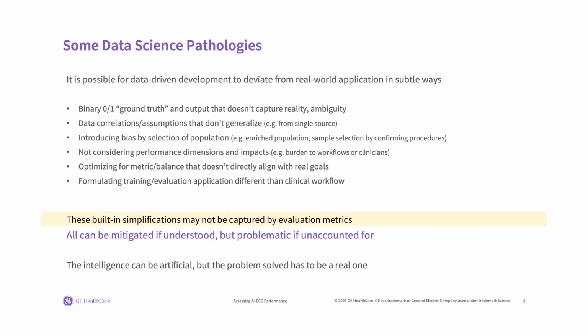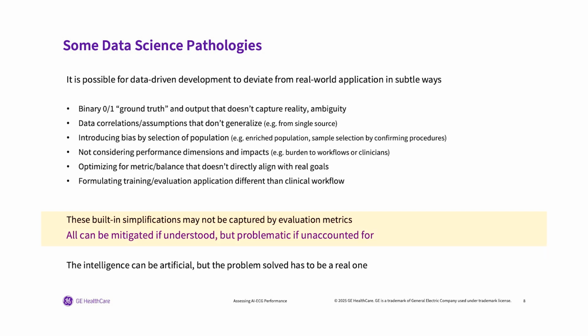Dr. Ang mentioned the application of separating left bundle branch block from right bundle branch block. The performance you will get on left bundle branch block or right bundle branch block for this application will be much higher than you would get in real practice when you have a much larger spectrum of potential endpoints. So all these built-in simplifications may not be captured by the evaluation metrics that we showed before. So as we are looking at these performance evaluation metrics, we should understand that they could be limited.